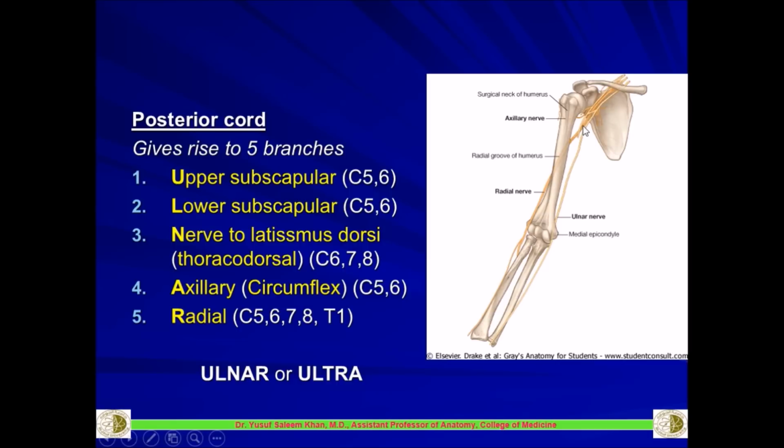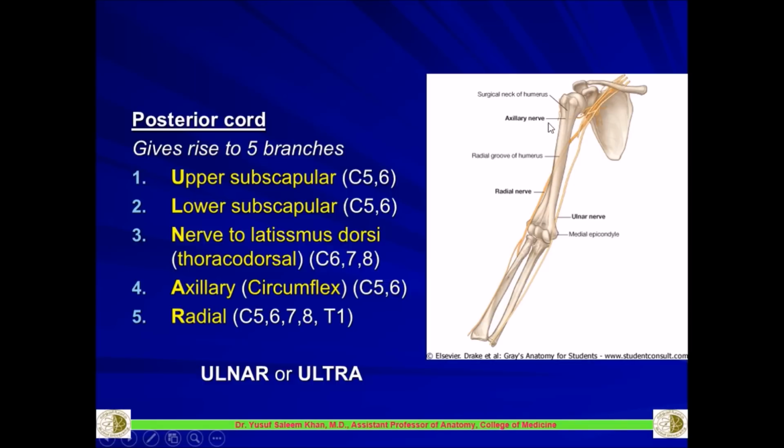The first nerve is the upper subscapular nerve, and the lower subscapular nerve, which have not been shown here. These are small nerves which will be supplying the muscles of the scapular region. Then we have the nerve to the latissimus dorsi, also called the thoracodorsal nerve.